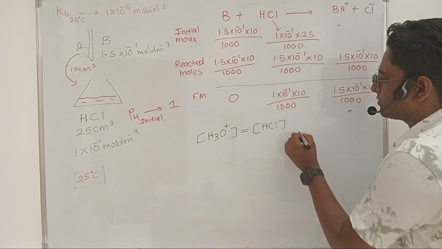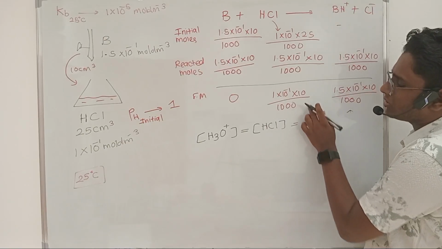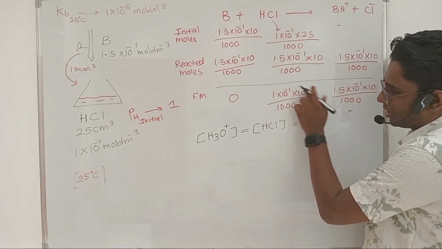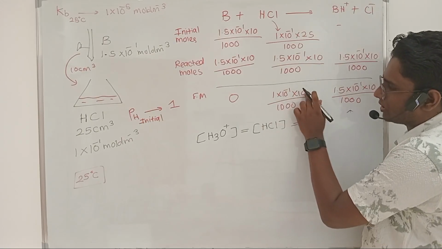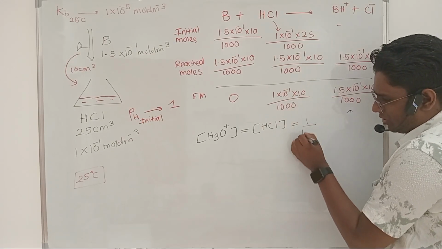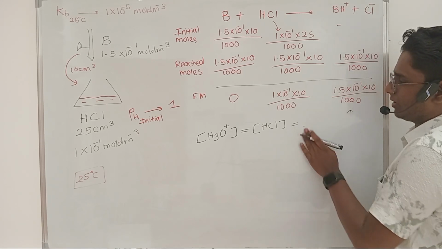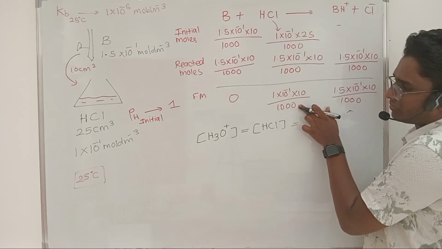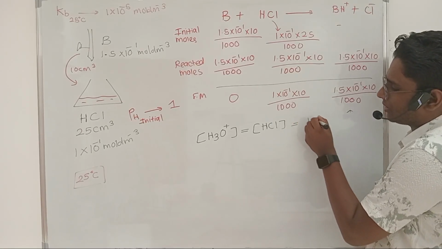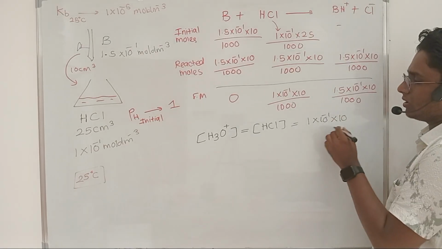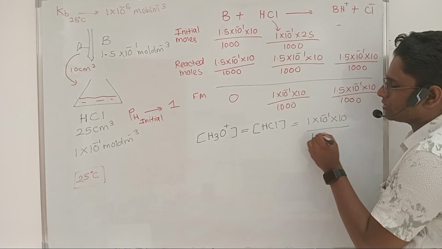So what is the concentration of HCl? This is the final moles of HCl. The moles I have is 1 into 10 to the power minus 1 into 10 over 1000. So 1 over 1000, this is the moles. I'll write it this way: 1 into 10 to the power minus 1 into 10 over 1000. This is the moles of HCl.